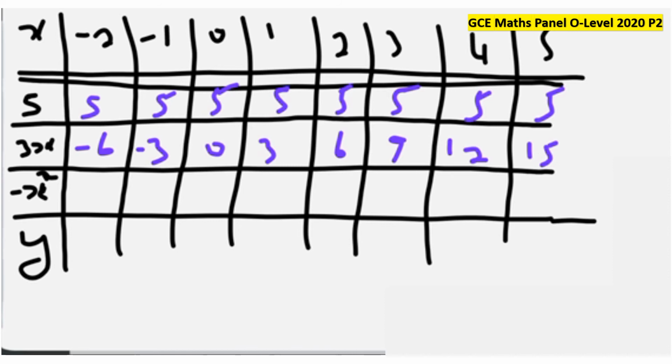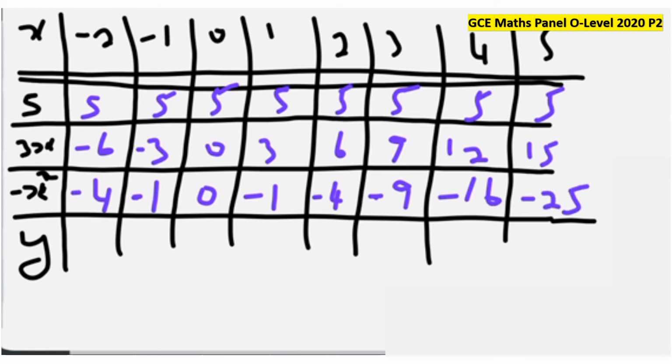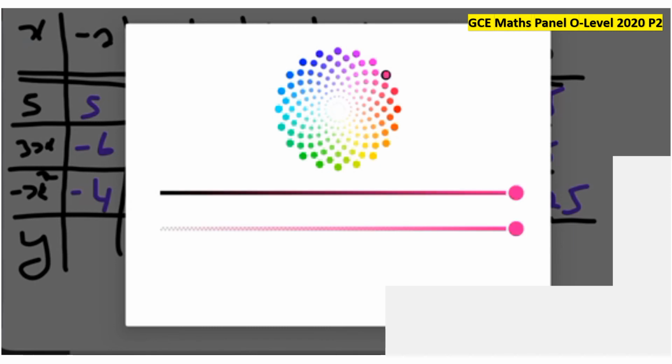Then the last one, I will take each of the x values, square them, and multiply by the negative. So I have -2 squared is 4 times the negative sign in front, -4. -1 squared is 1 times negative, -1. 0, -1, -4, -9, -16, -25.